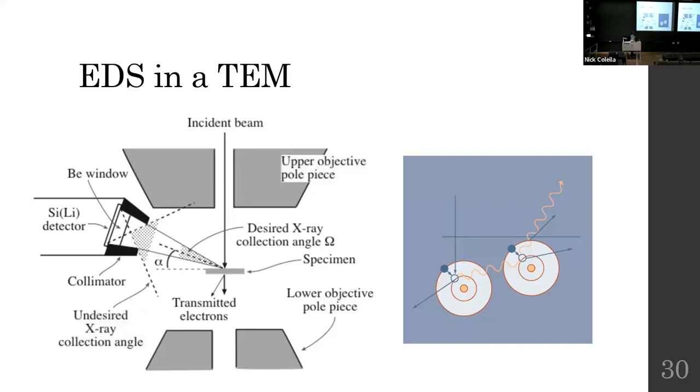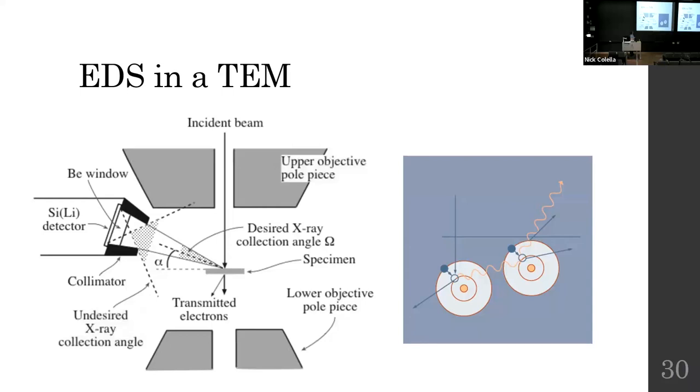Unfortunately, you can also get X-rays coming off the pole piece. So you get these system peaks coming from different parts of the sample. You can also get system peaks from the grid itself. But it does mean you can get the information. And the advantage of this in the TEM is that you've got much higher spatial resolution.